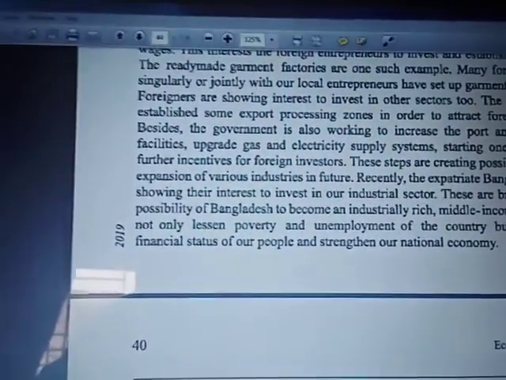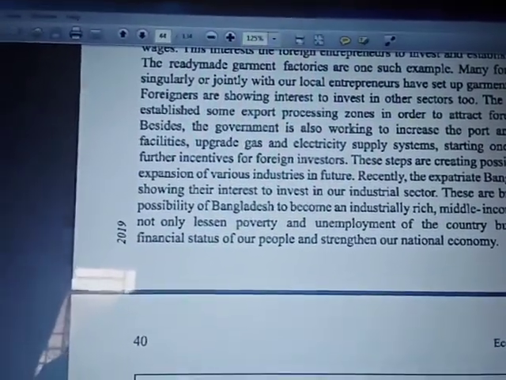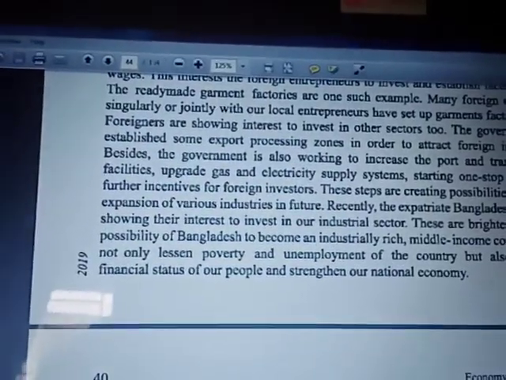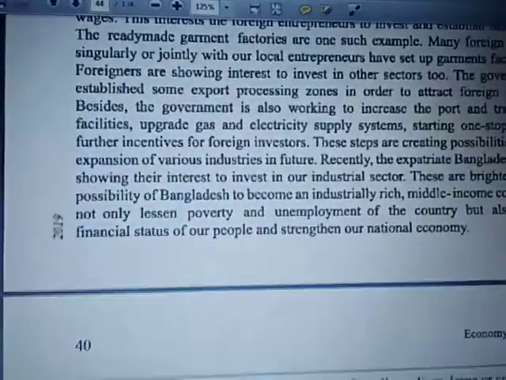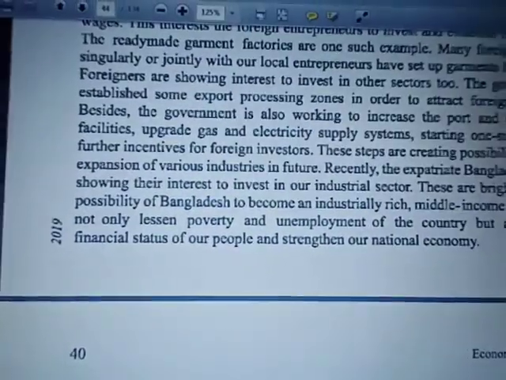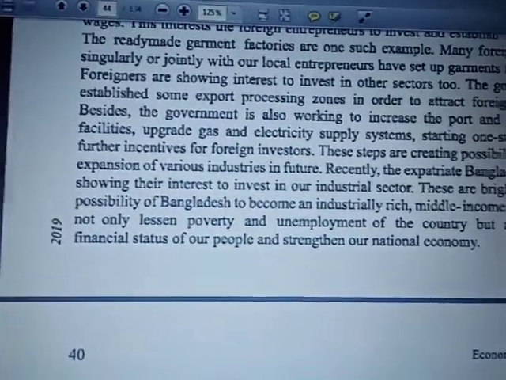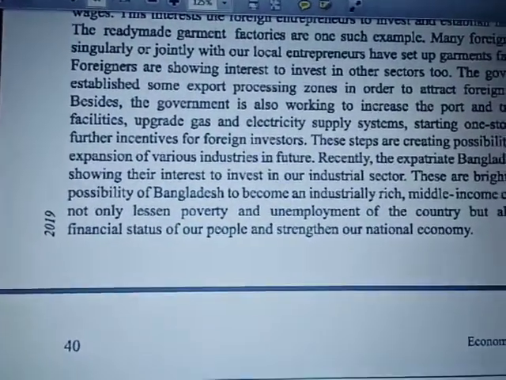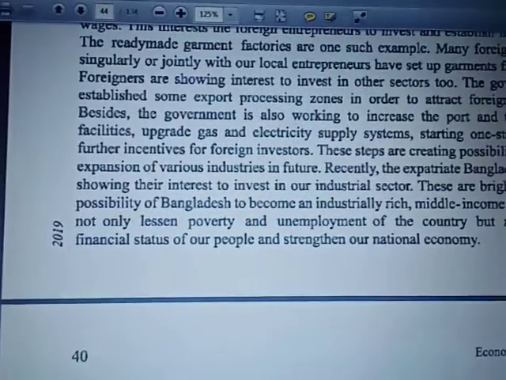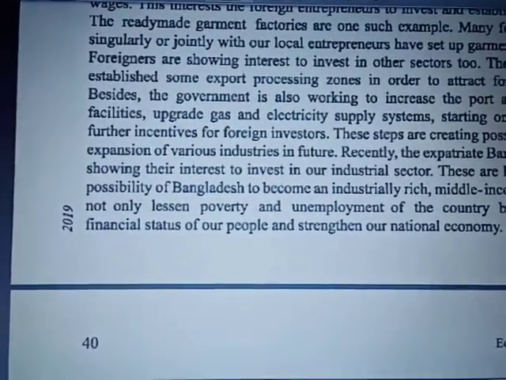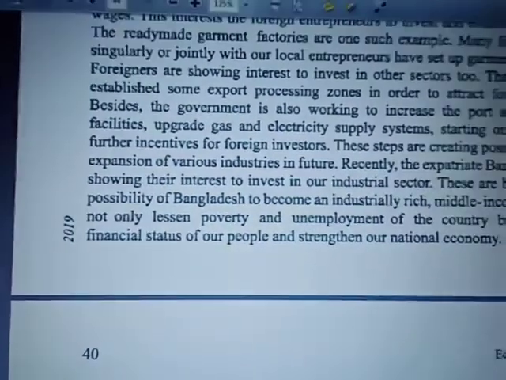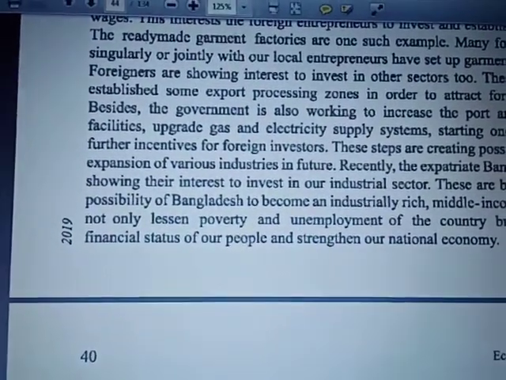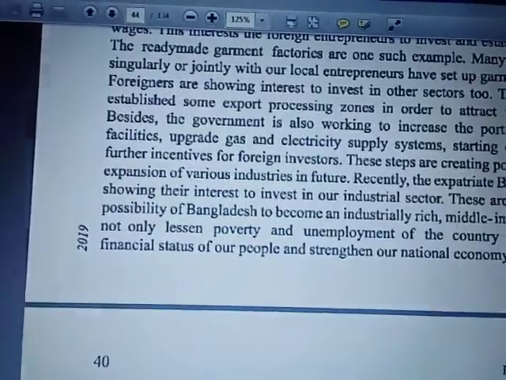Recently, expatriate Bangladeshis are also showing interest to invest in our industrial sector. These are brightening up the possibility of Bangladesh becoming an industrially rich middle income country. It will not only lessen poverty and unemployment of the country, but also raise the financial status of our people and strengthen our national income.